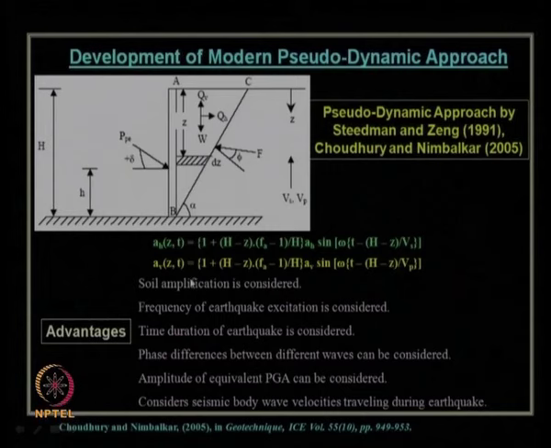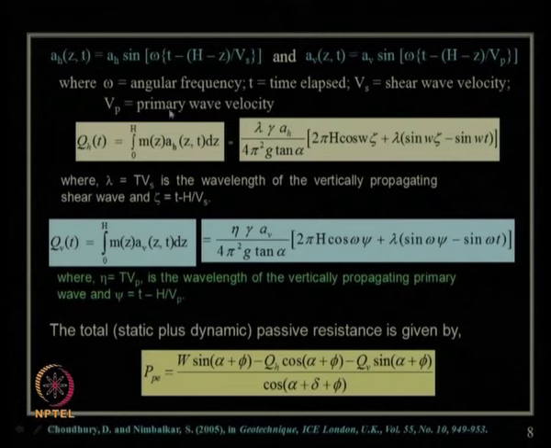Now, once you know the acceleration, for this infinitesimally small slice that is chosen over here, you can find out the mass of it from the geometry, and then multiply that mass with the corresponding acceleration to get the inertia forces. So, that is what has been done. Let us look at here.